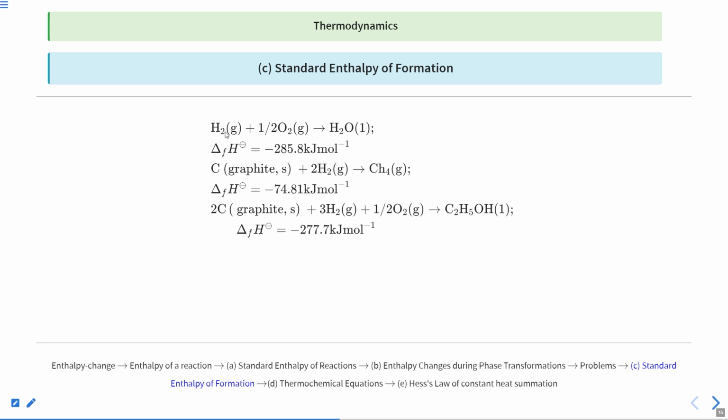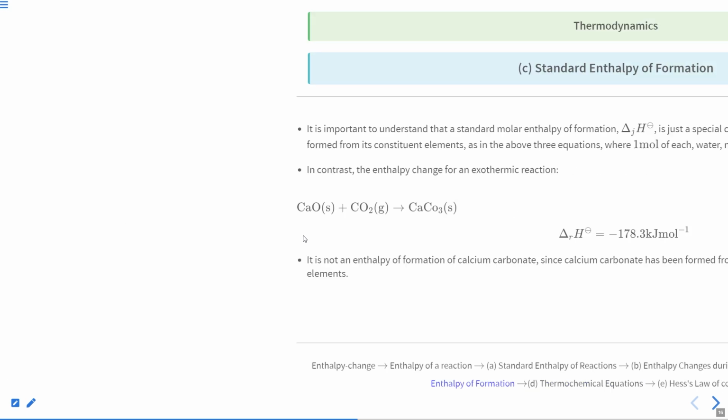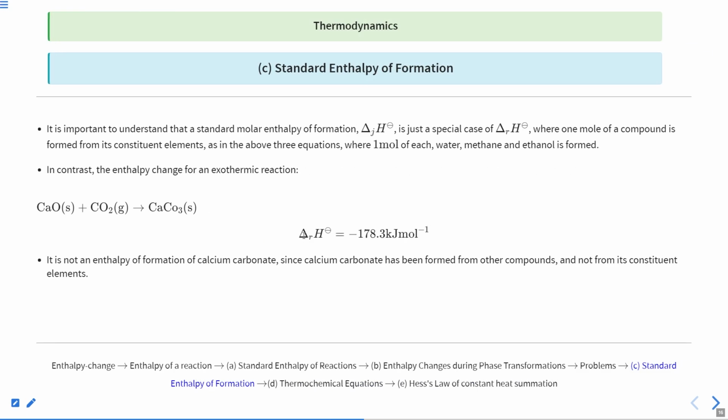So what is the meaning of this? When we react the elements and get liquid water, during this process this much amount of heat is released. Similarly, if you react C graphite with 2 moles of hydrogen at standard state, you get CH4. The enthalpy change during this reaction is the delta H formation for methane. Similarly, if we are forming C2H5OH, we take C graphite, hydrogen, and gaseous O2, and we get C2H5OH, and the enthalpy change during this reaction is minus 277.7 kilojoule per mole. Now you should remember this.